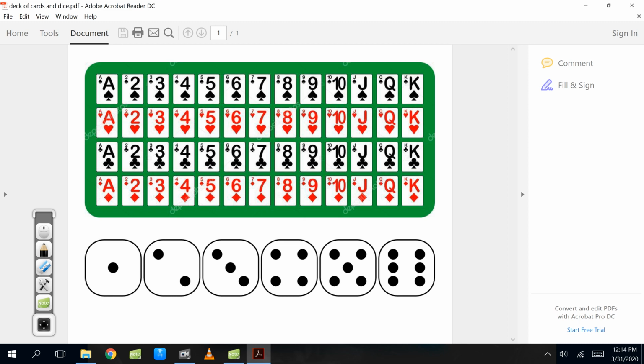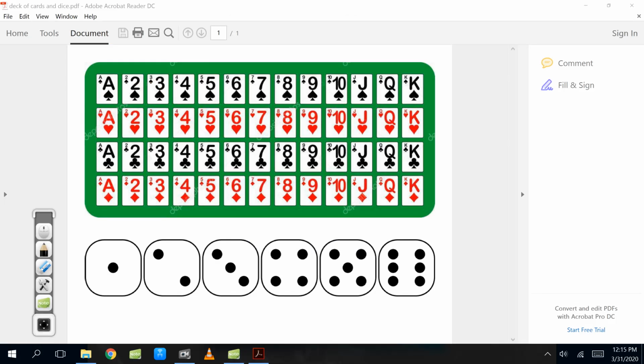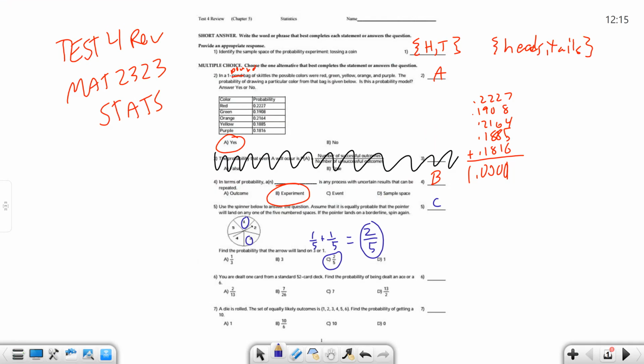So on this one, we are asked for the probability of being dealt an ace or a 6. If we look at it, on the left-hand side we have 4 aces, and the 6s are a little bit to the left of center. There's 4 of those. So we have 4 out of 52 that we get an ace. The probability of an ace is 4 out of 52. The probability of getting a 6 is also 4 out of 52, and they can't happen at the same time. So the probability of ace or 6 is just add them together. Okay.